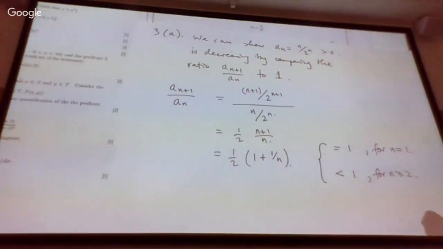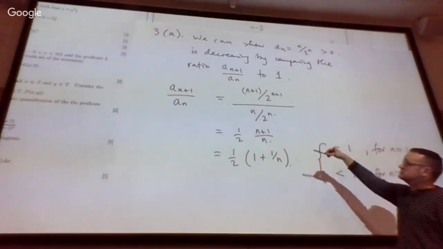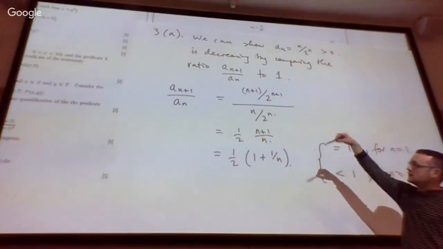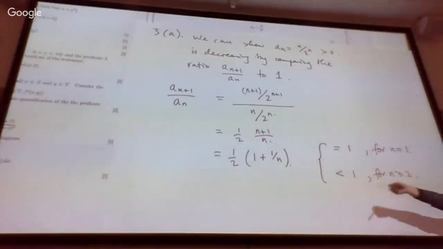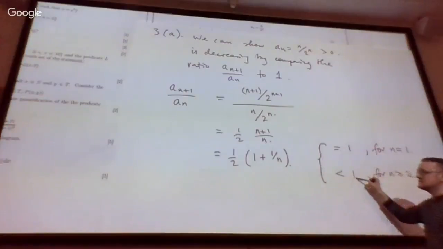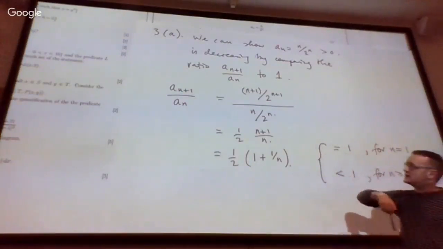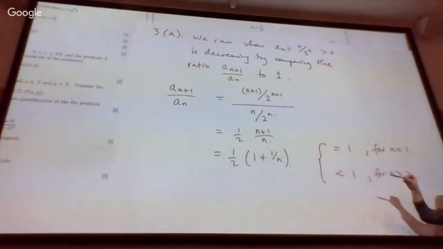So this is telling us that the first two elements of the sequence are the same. A1 is equal to A2, because the ratio of A2 over A1 is equal to 1. But after that, how does A3 compare to A2? Well, A3 divided by A2 is less than 1. How does A4 compare to A3? A4 divided by A3 is less than 1. Okay? So that shows that this must be a decreasing sequence.